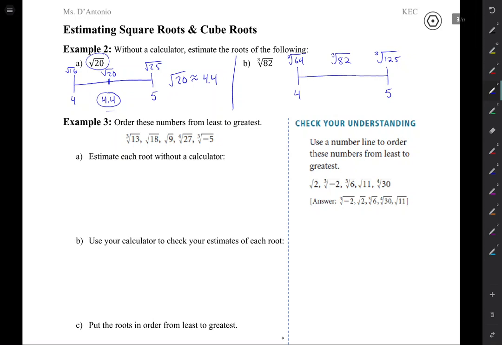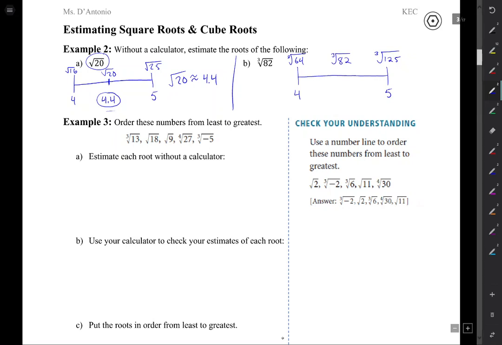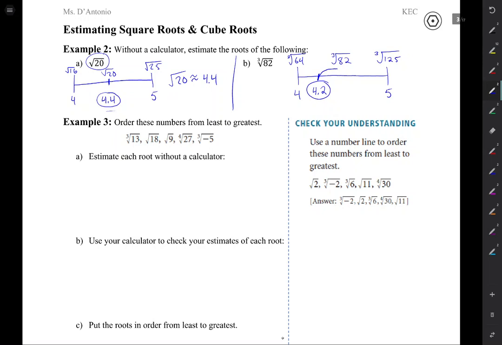Now, I would say 82 is definitely closer to 64, so I'd place it somewhere about here on our number line. So a good guess for this one would be 4.2 approximately. So the cube root of 82 is approximately equal to 4.2.